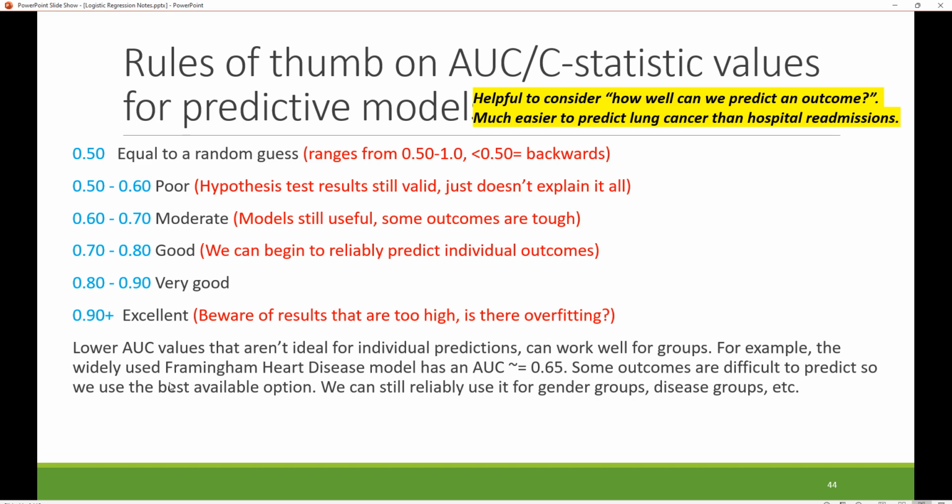Lower AUC values that aren't ideal for individual predictions can work well for groups. For example, the widely used Framingham heart disease model has an area under the curve of about 0.65. Some outcomes are difficult to predict, so we use the best available option.